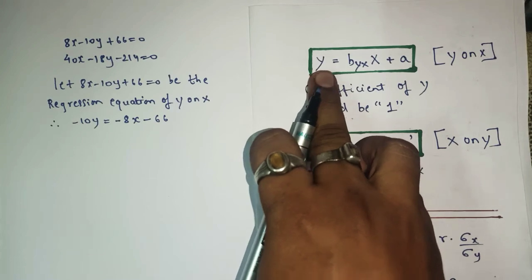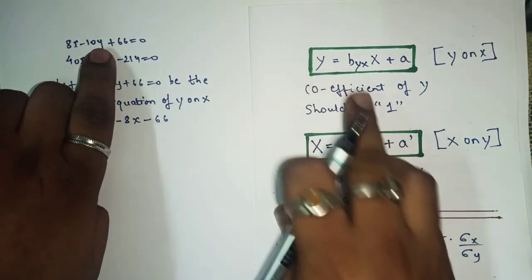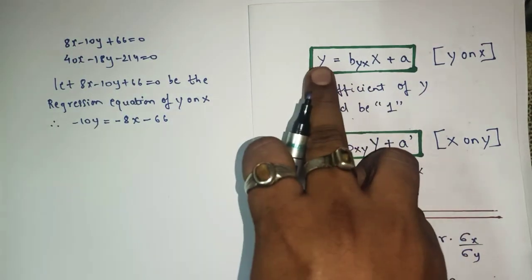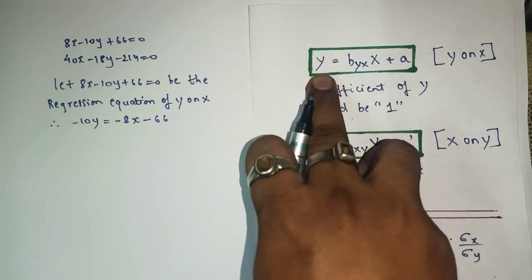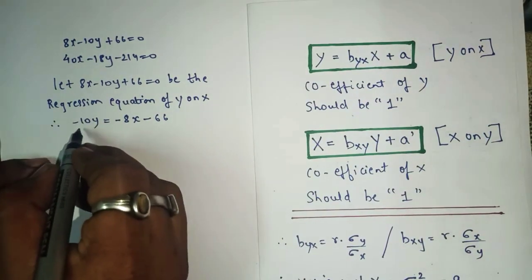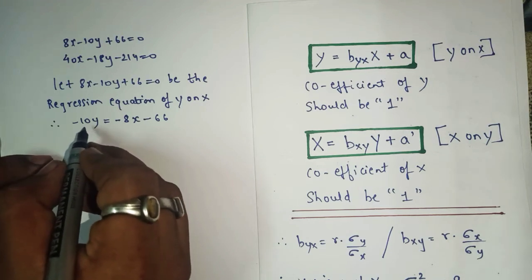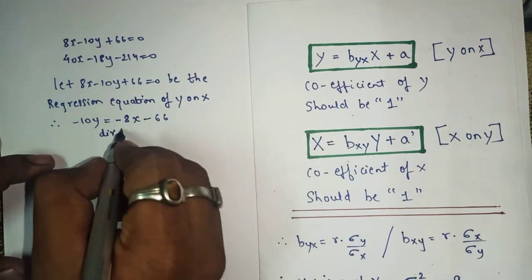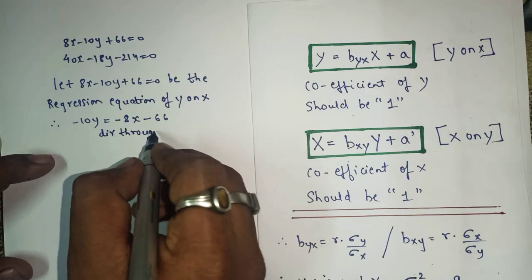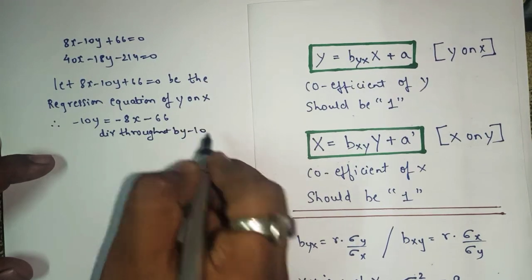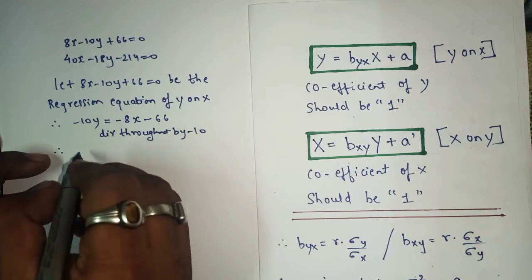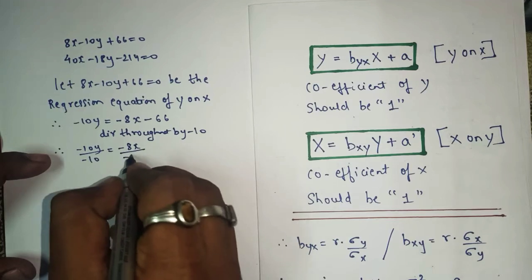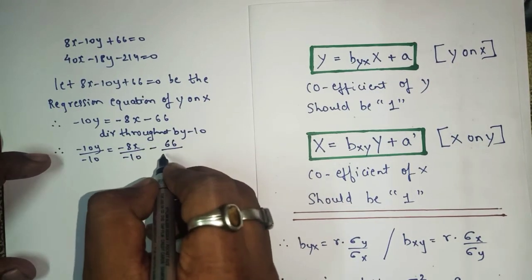Now remember this step. Whenever you convert a particular equation into y on x, see to it that the coefficient of y should be 1. In each and every sum, the coefficient of y should be 1 when you are converting the equation into y on x. So if you want to make the coefficient of y 1, we'll divide each term throughout by minus 10, not 10. So minus 10y upon minus 10 equals minus 8x upon minus 10 minus 66 upon minus 10.